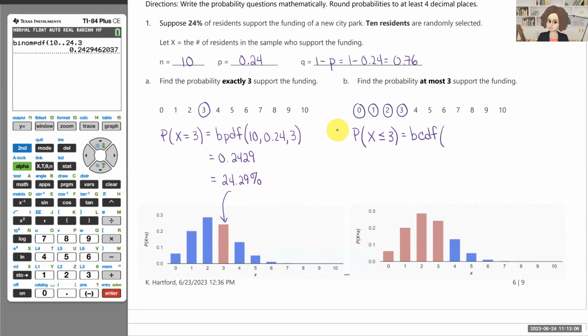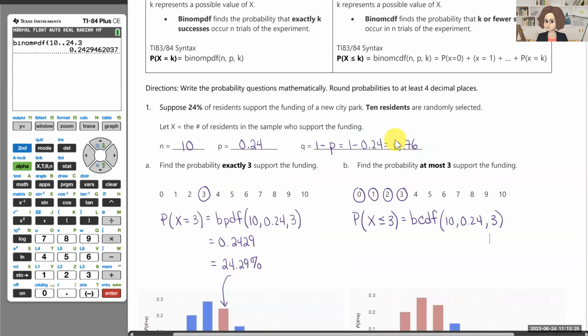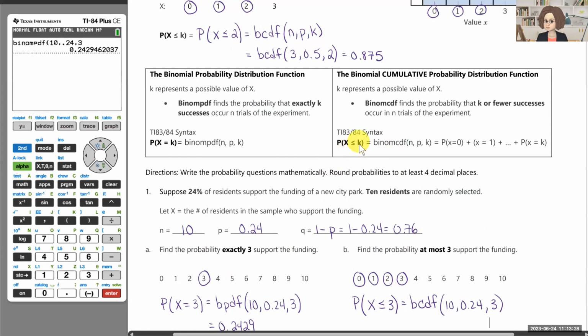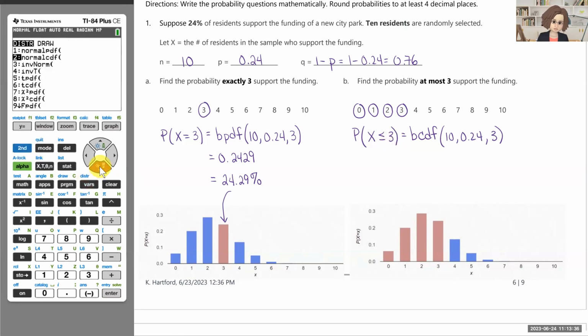And then n, p, and k. You'll see a little bit more later why I'm referring to this value as k, so we can write some formulas. So as I did up here, when it's X less than or equal to a number k, in this case, k is 3. All right, so let's see what happens there. So I'm back to my distributions, this time binomcdf, and then 10, comma, 0.24, comma 3.